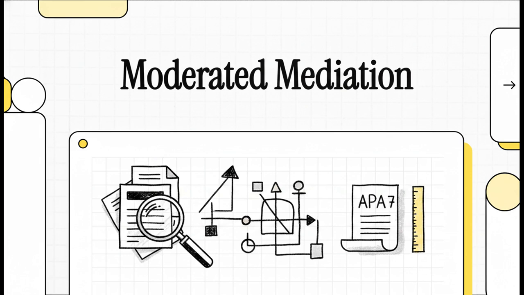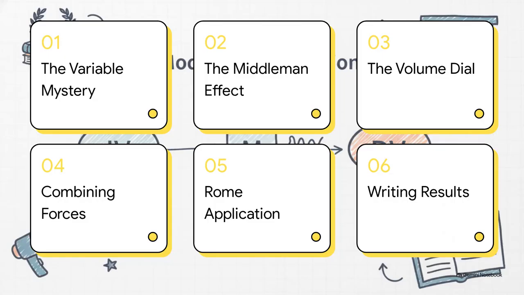We're focusing on one of the most powerful analytical tools in a researcher's toolkit, moderated mediation. And crucially, we're looking at exactly how to format those results perfectly for APA 7. Here's our roadmap for the explainer. First up, the variable mystery. Then mediation, the middleman effect. After that, moderation, the volume dial, and moderated mediation, combining forces. Then we'll look at a real-world application involving Rome before wrapping up with writing and reporting results.